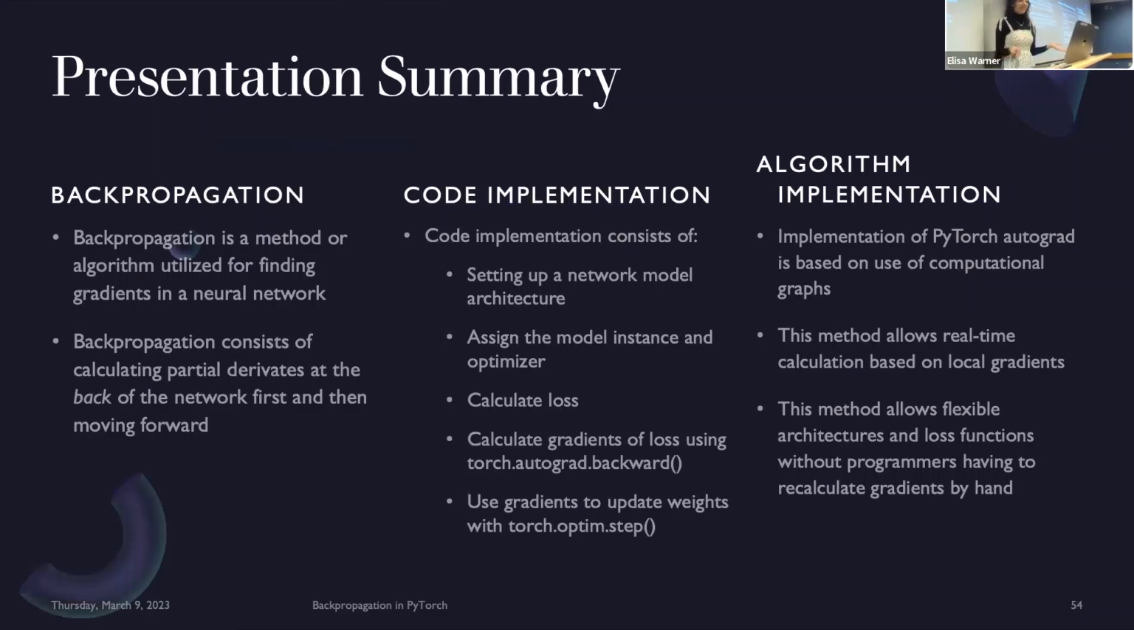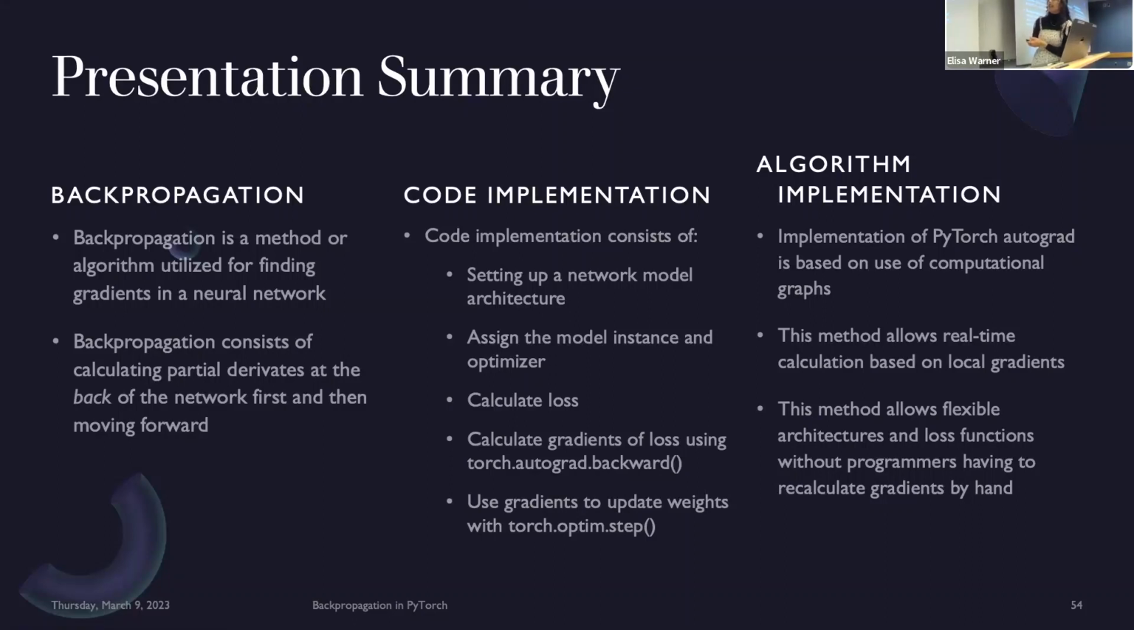So yeah, presentation summary. We talked about backpropagation and optimization. Backpropagation was a method or algorithm used for finding gradients in the network. We remember that gradients help us find a direction to travel down to reduce our loss. Backpropagation consists of calculating partial derivatives at the back of the network first, and then moving forward. We looked at code implementation of PyTorch. So we saw, okay, this is how you set up a network. This is how you go through the training loop. This is loss.backward, and the optimizer does that.